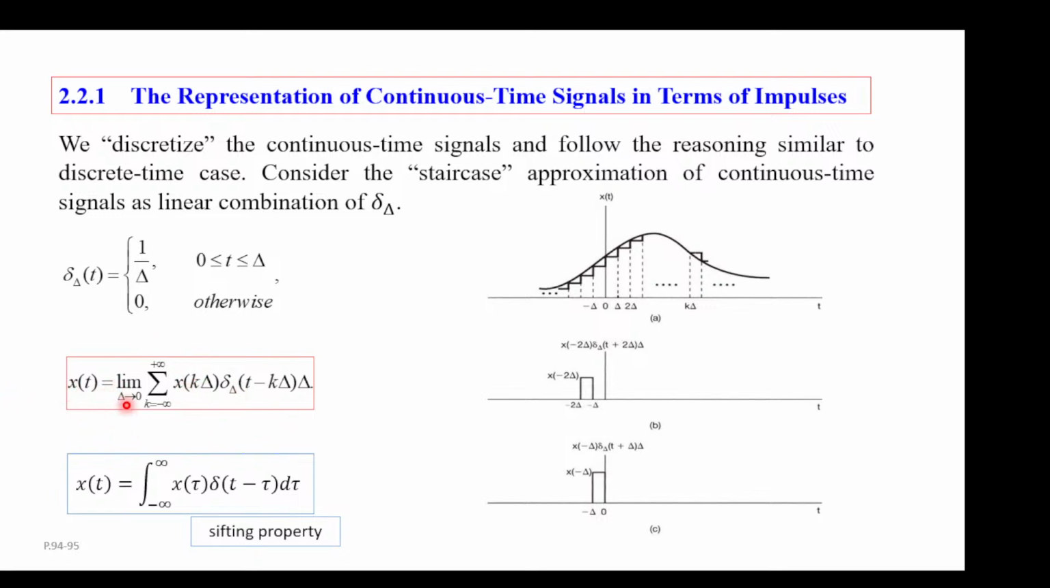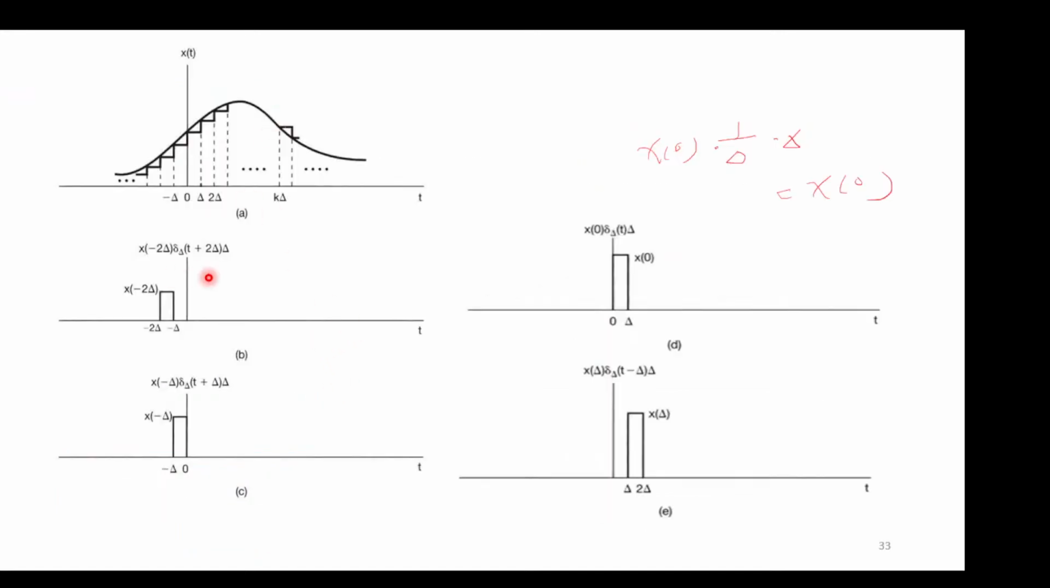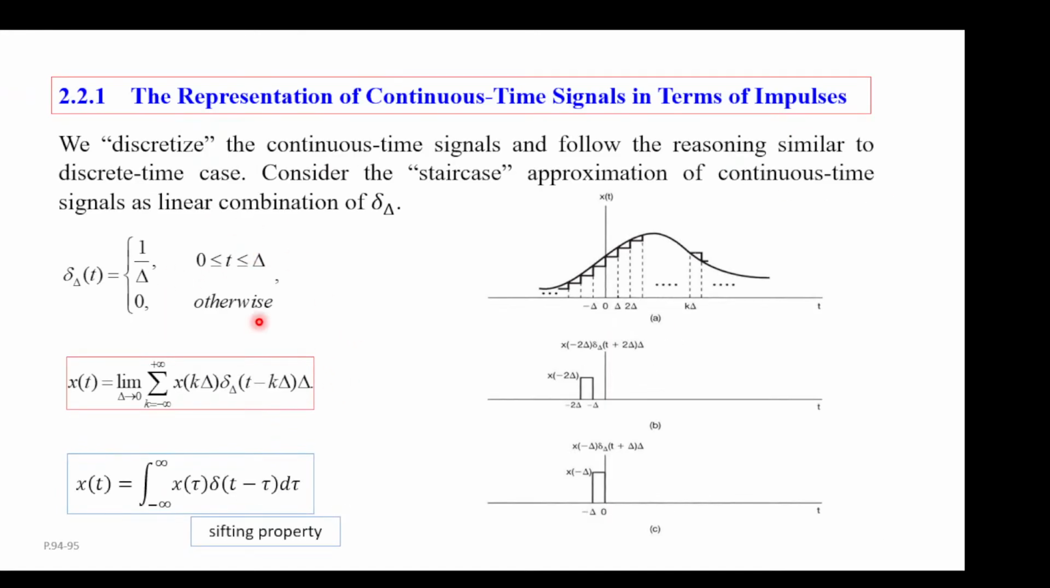Then your x is the summation k from minus infinity to plus infinity of x of k triangle, then delta sub triangle, time shifted to minus k triangle. And then you have this triangle here, just like you have the triangle here. And yeah, so this is your x of t. The finite version is just this part, and obviously if we take triangle going to 0, and your function is smooth, then this will become your x of t.